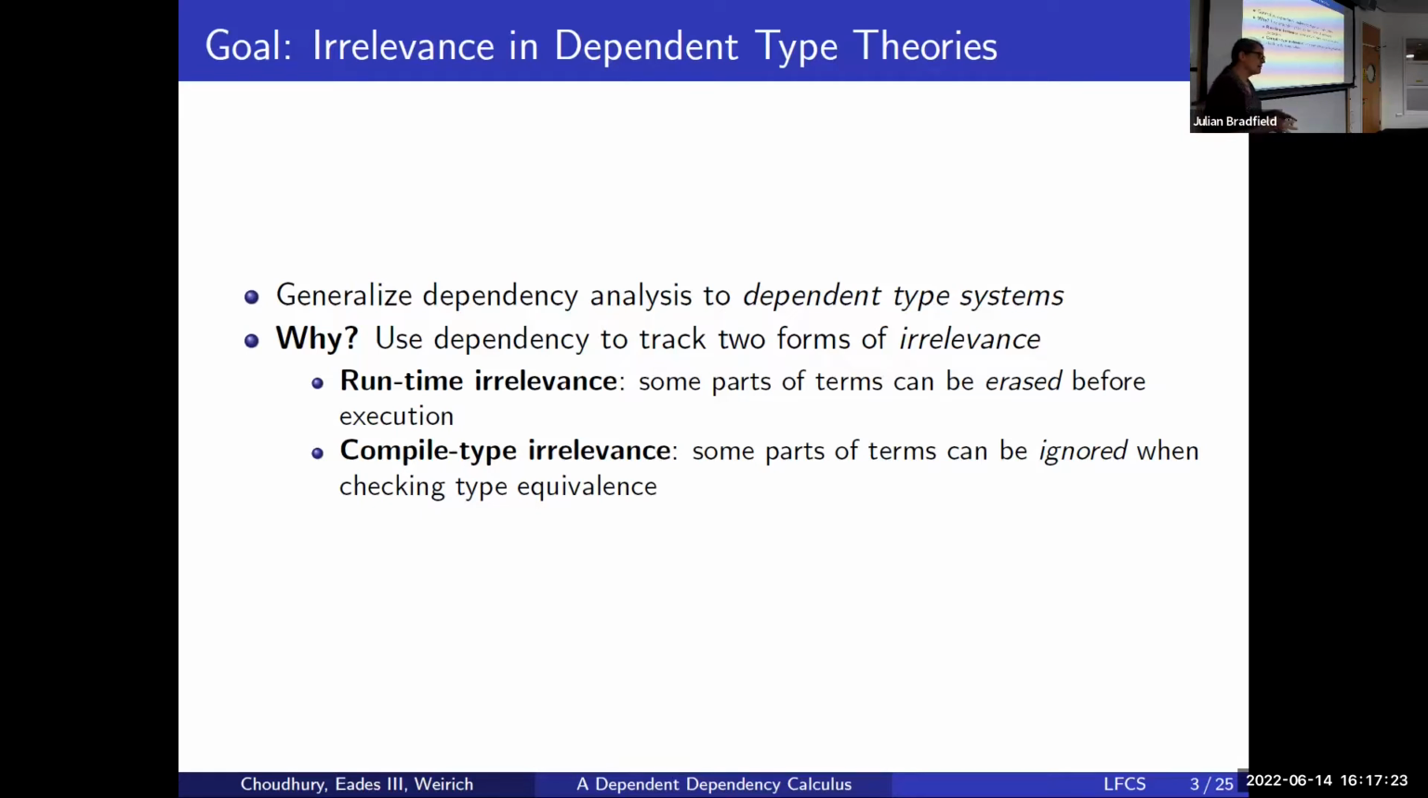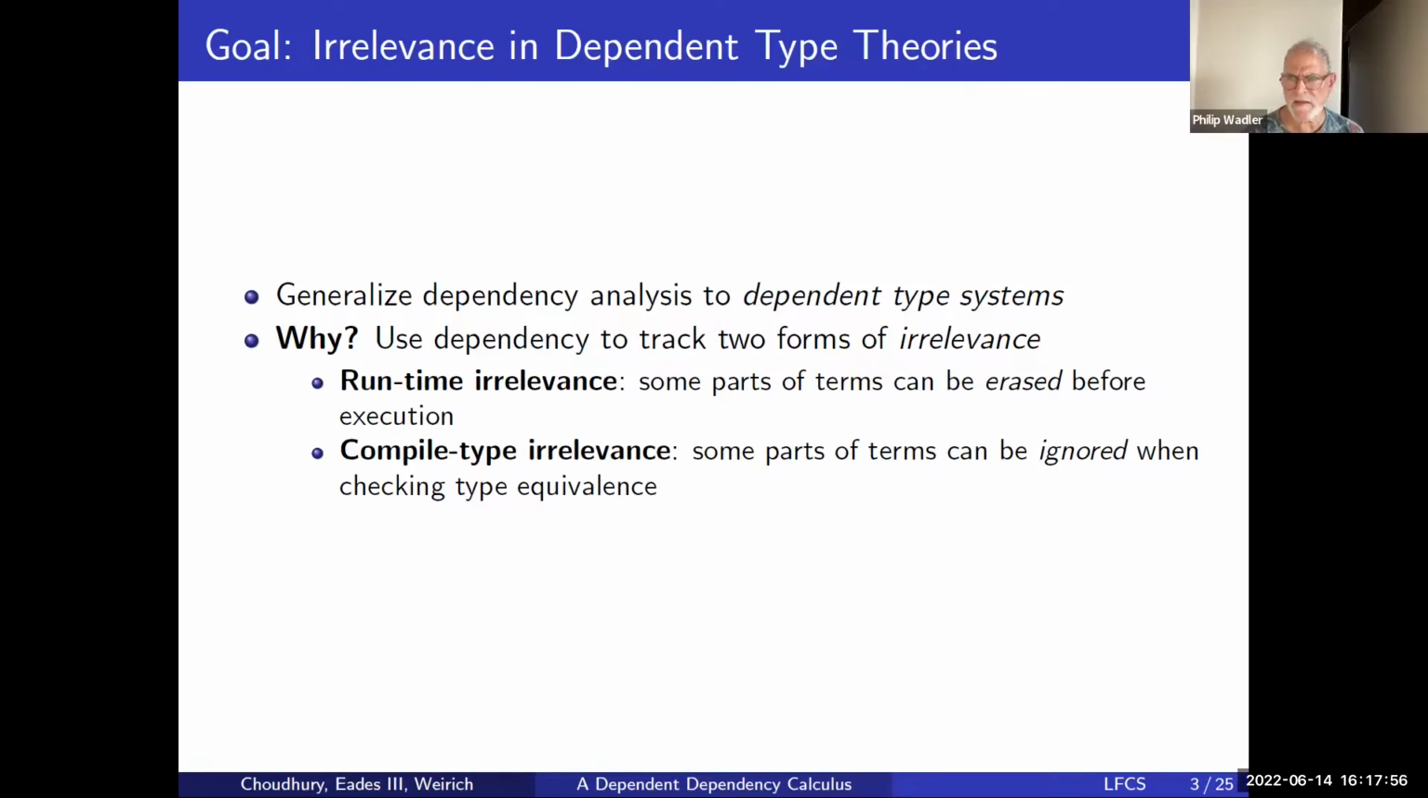When you type check a program in a dependently typed programming language, you have to decide when two types are equal to each other. In a dependently typed language, you have terms in there. Some parts of those terms you can ignore when comparing for equality. That's compile time irrelevance. So I want to use this kind of structure of a dependent type system to identify what parts of the terms can be erased and what parts of the terms can be ignored. Sometimes they are the same parts.